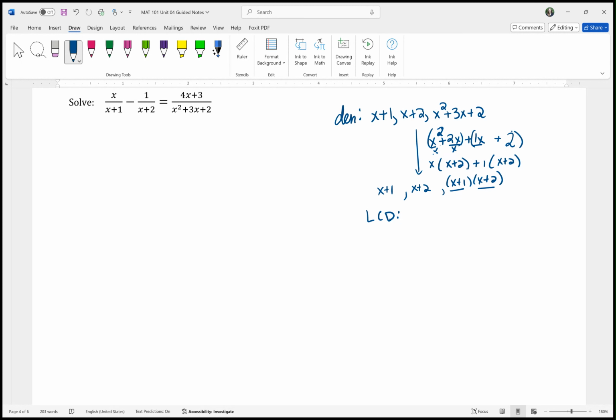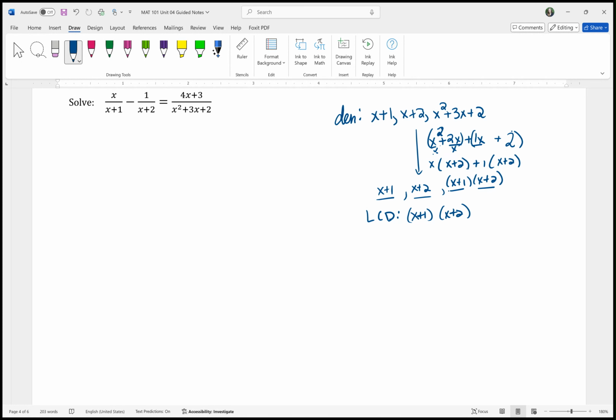So here's what you're thinking about. Looking at your first denominator, basically you need everything. You just don't need repeats. You need one of each, okay? So here I have x plus 1. We're going to include that as our LCD. Here I have x plus 2. We're going to include that as our LCD. And our LCD is going to be things multiplied together. So if you got more than one of these, you're multiplying.